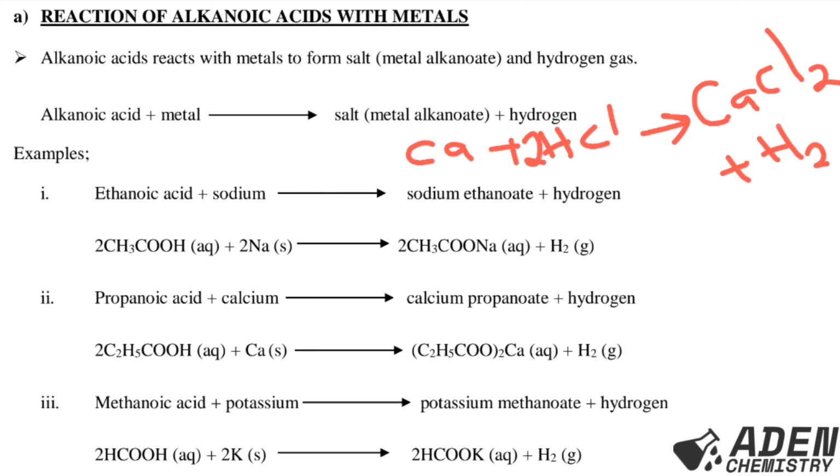So let us check again. We're having 1 calcium, that's 1 calcium. We're having 2 chlorine here. We also have 2 chlorine there. So for us to balance this equation, we just put 2 on the side of the acid. The rest are balanced.